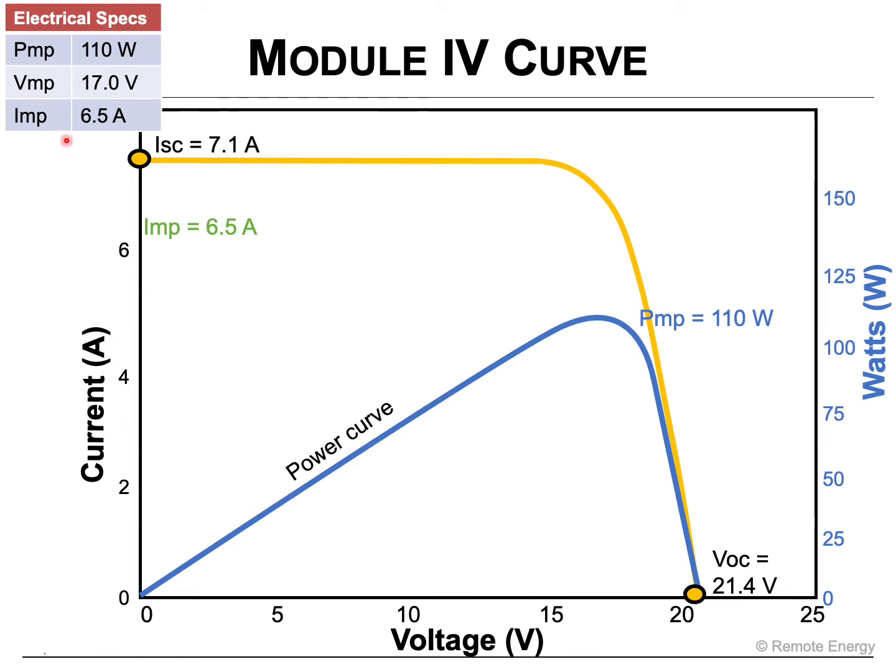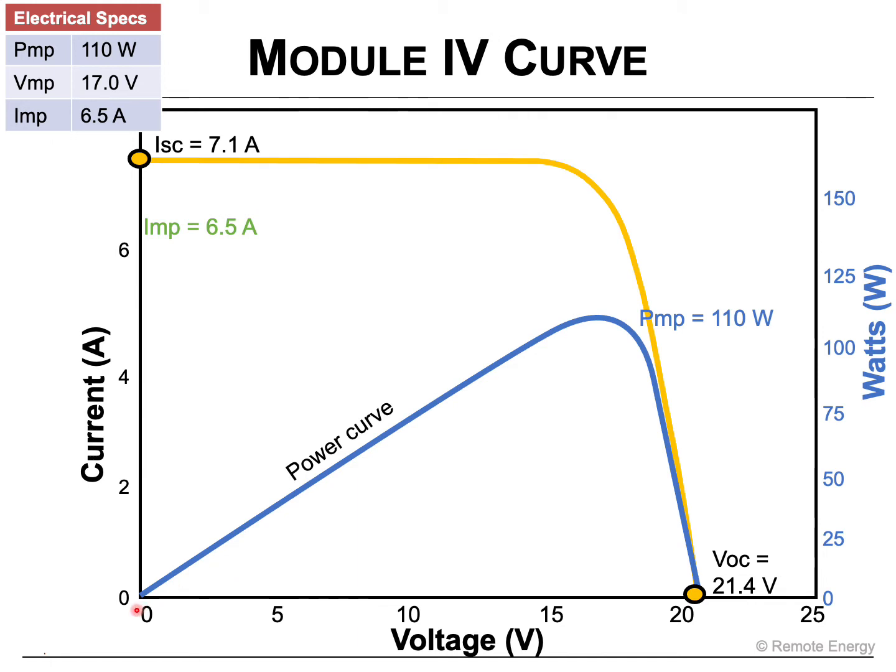So for this IV curve, we're going to look at the module that we were using 2 slides ago. So remember that module had 110 watts, okay? When they apply the standard test conditions, 1,000 watts per meter squared of sunlight intensity, 25 degrees C cell temperature, to this module in the lab, they plot out the IV curve here, which is the yellow line. And then the blue line is the power curve.